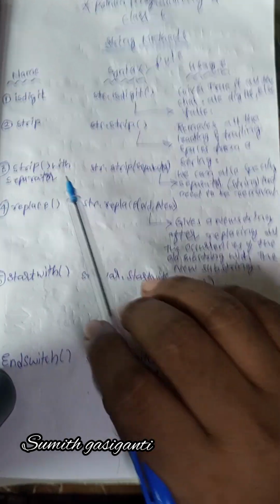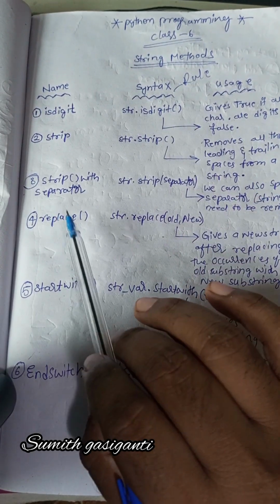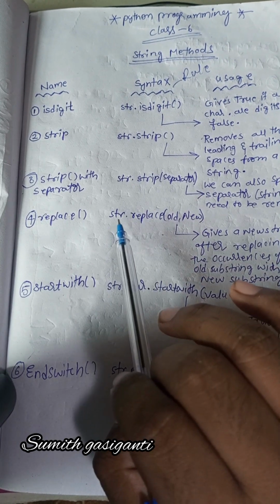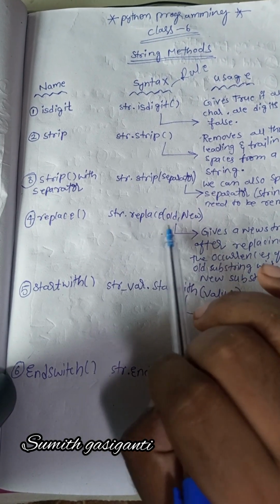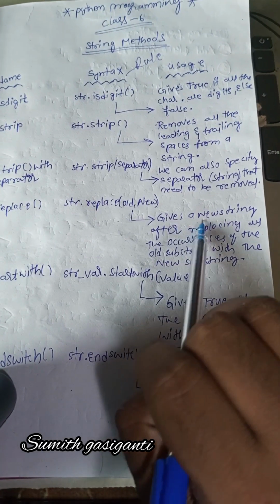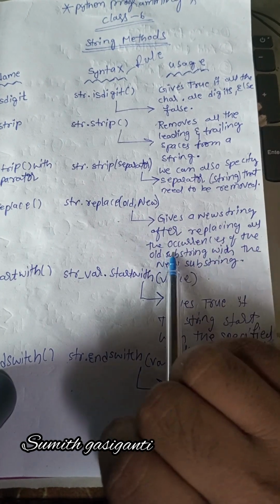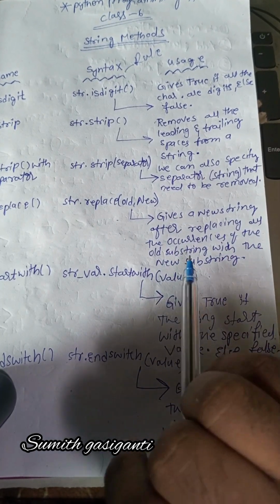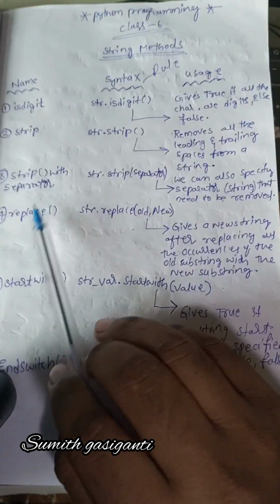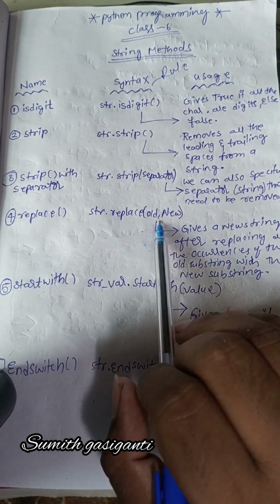Next, coming to replace. This type of string method is also used. The syntax is str.replace(old, new). It gives a new string after replacing all occurrences of the old substring with the new substring. So to replace old with new, we use the replace method. The syntax is str.replace().